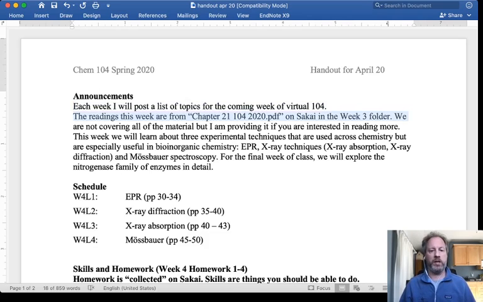So the readings are still from chapter 21 of the chapter, which is in the week 3 folder. We're not going to cover all the material in this section, but you can read more about some of the other techniques if you'd like. We're going to focus on 3 experimental techniques, 4 really, but 2 of them are X-ray.